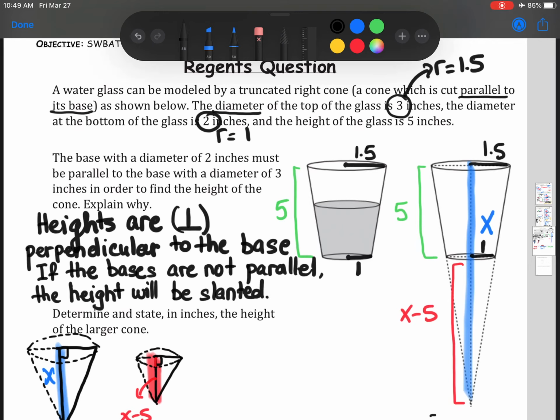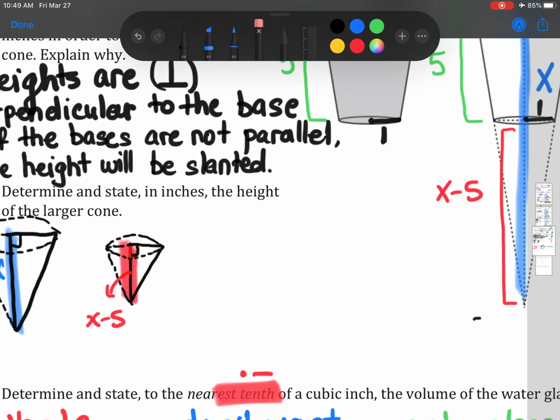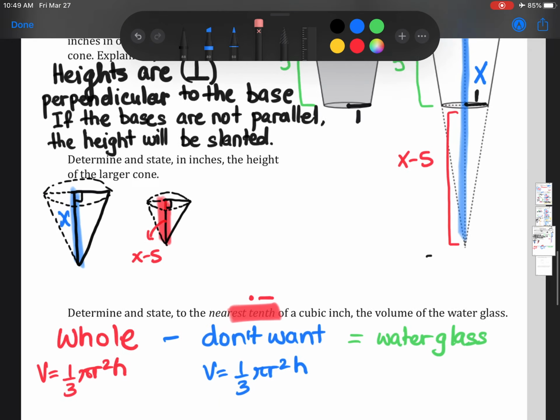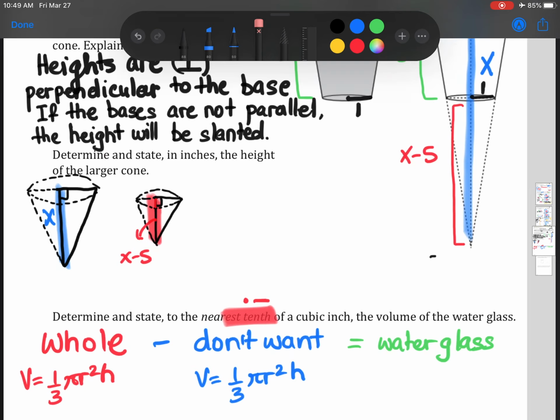Okay, so you can pause the video anytime and do that. Okay, so now what is the second part saying? The 3 parts to it. This was actually a 4-point question, so definitely they will ask you to do a lot for that. So now it's saying, determine and state in inches the height of the larger cone. When we are saying the larger cone, it means this big cone.